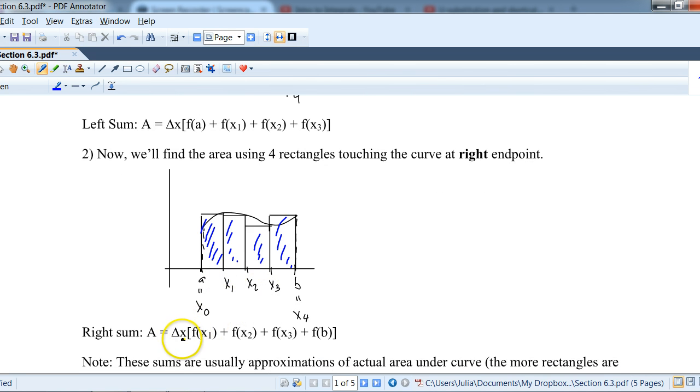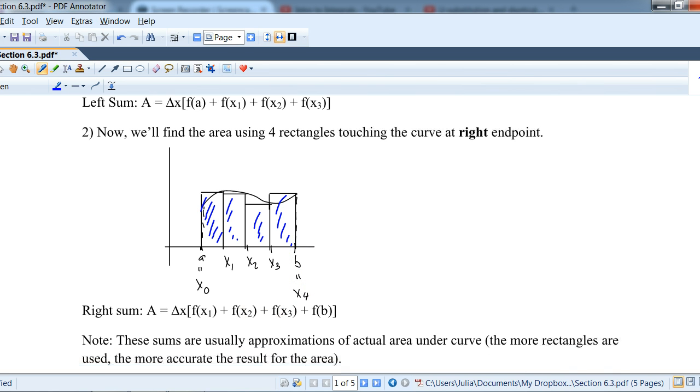Again, the width is the same, so we factor out delta x. And then we're starting, the height of the first rectangle is f of x1, so right here. And then the second one's f of x2. The third one is f of x3. And the last one is f of x4, or b. So in this case, we did not start with a, but we did reach b. And that's how we'll get the right sum.